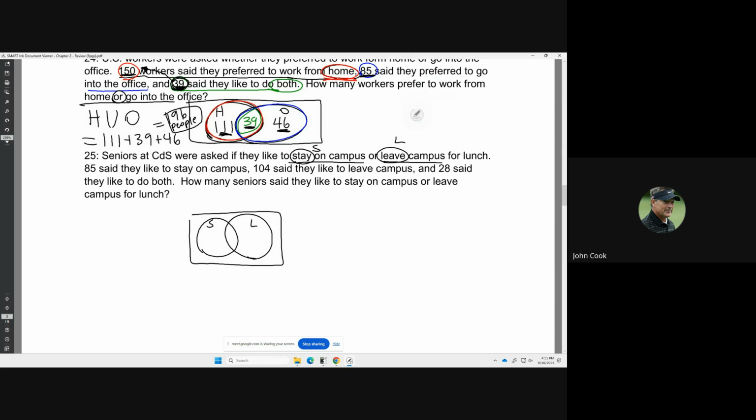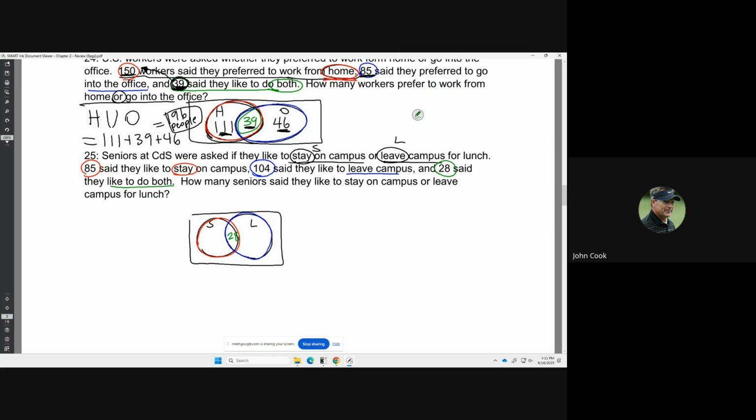Okay, and same situation. Let's use red for the 85 people that say they want to stay on campus. That's going to be this group right over here, 85 total people. And then 104 people said they like to leave campus. So let's make that one blue. 104 like to leave campus. So that's this group over here. We always want to start in the middle if we can find that information, and that's what the next part says. 28 people said that they like to do both. So 28 goes in the middle right over there.